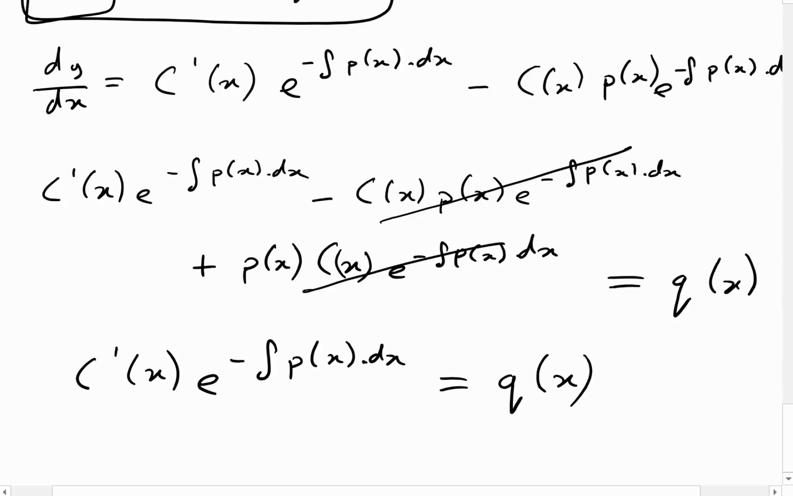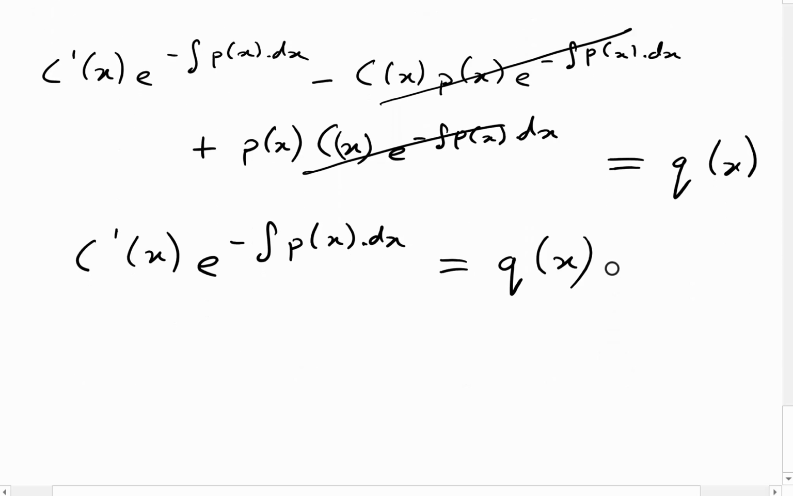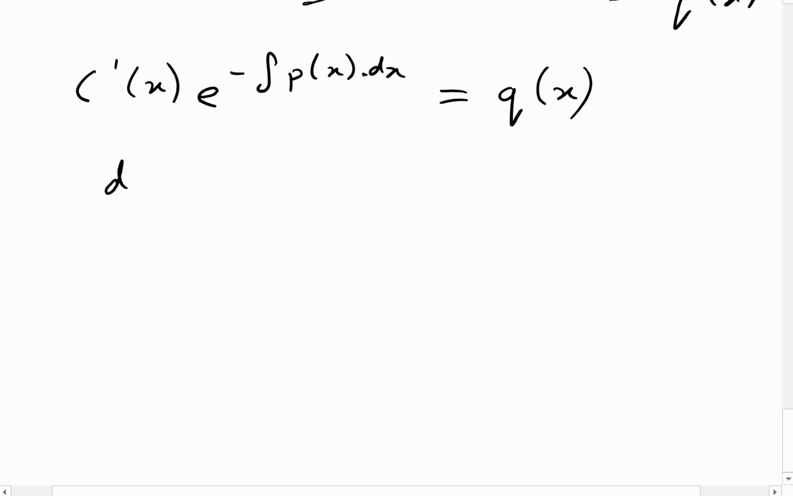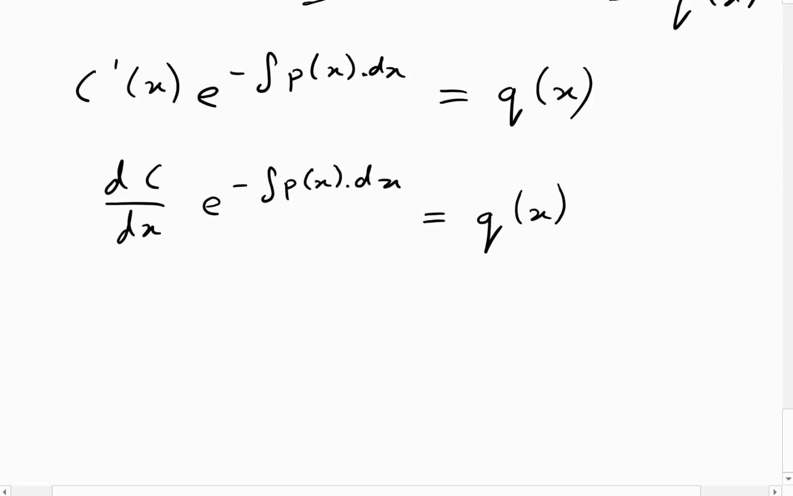So what does that mean? Well, if I rewrite c dash x in the familiar way that we used to, dc by dx, that's just c dash of x rewritten like that, dc with respect to x. And I've got e to the minus integral p of x dx equals q of x still. Haven't changed anything there. If I just get the derivative of my constant with respect to x on its own, then I'm going to have to divide by that thing.